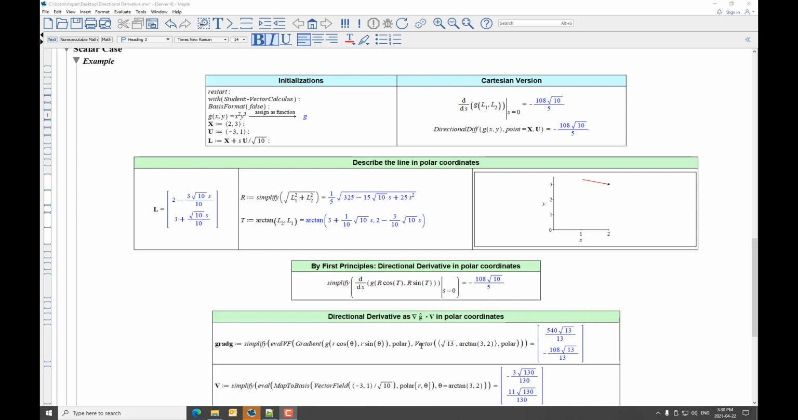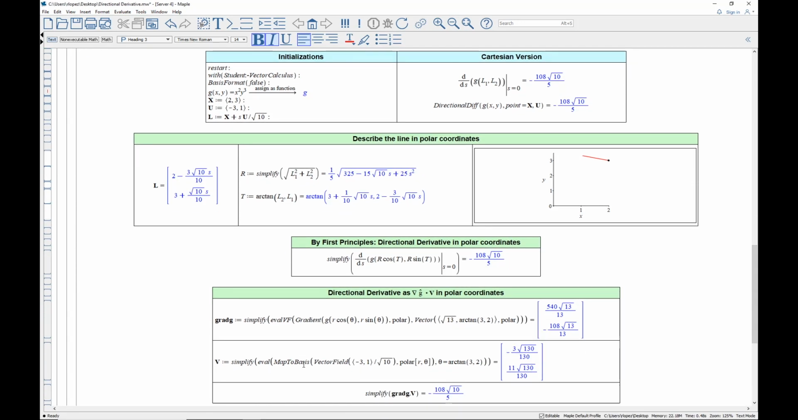You evaluate at this point, but the point has to be given as a vector, and the radius here is root 13, right? 2 squared is 4, 3 squared is 9, so root 13, arctan 3/2. So that's the vector in polar coordinates. This is the gradient in polar coordinates. This is the r basis vector. This is the theta basis vector.